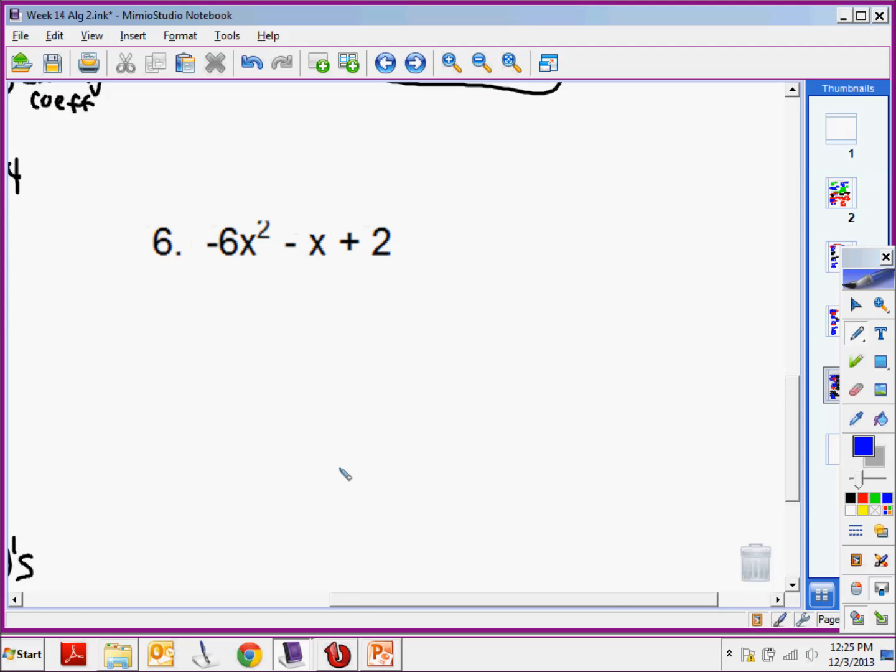We have to factor out a negative 1 to create a common factor. So it's negative 1 times the whole thing. Now I have 6x squared plus x minus 2. We can put that in the calculator. Now you just put the inside in the calculator. So you go through the steps again. I'm going to put 6x squared plus x minus 2 in the calculator.